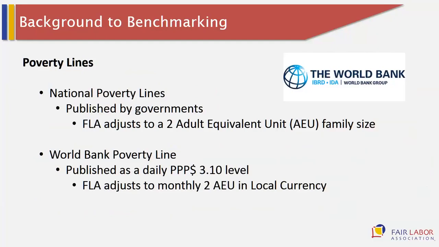Now, last but not least, we have poverty lines. Those tend to come in two different forms, either specific national poverty lines published by governments of specific countries, or the World Bank poverty line, which is a daily purchasing power parity of $3.10. In both cases, we adjust those poverty lines to reflect a monthly two-adult equivalent unit family size in that country's local currency. It tends to be the lowest bar of the wage ladder.